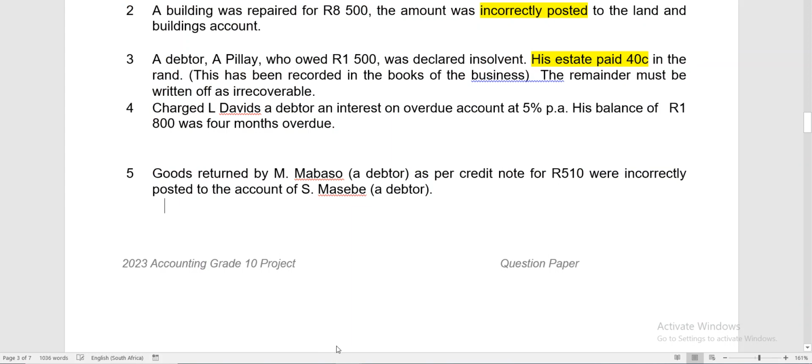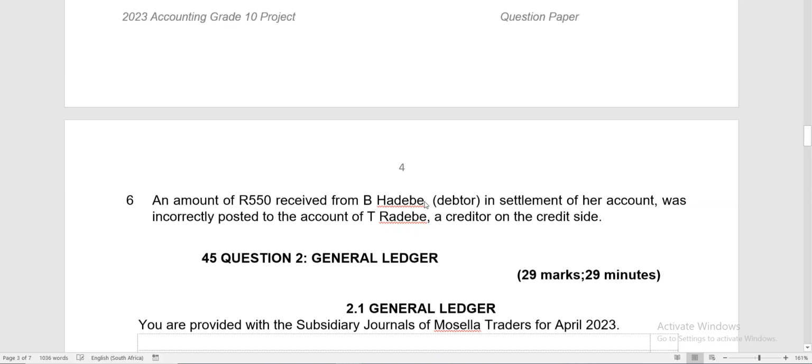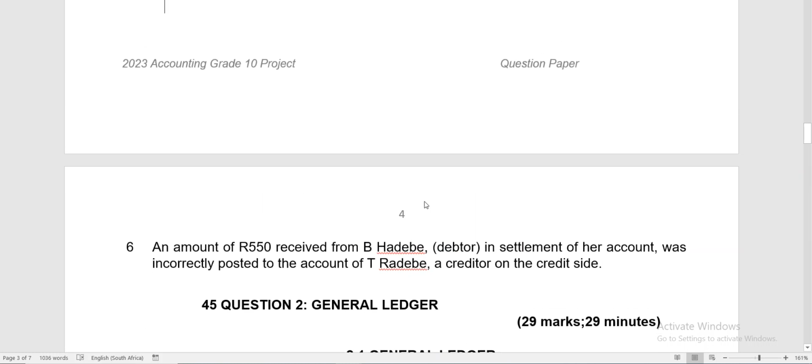Okay, and then from there the last transaction says that, and the last one that comes, it's actually a common question. They like it very much, so you need to make sure that you know how to deal with such accounts. So the last one is a transfer. They're saying that an amount of 550 received from B Hadebe, a debtor, in settlement of account, was incorrectly posted to the account of T Radebe, a creditor, on the credit side. So now, what must we do? We need to check which account are we debiting, which account are we crediting.